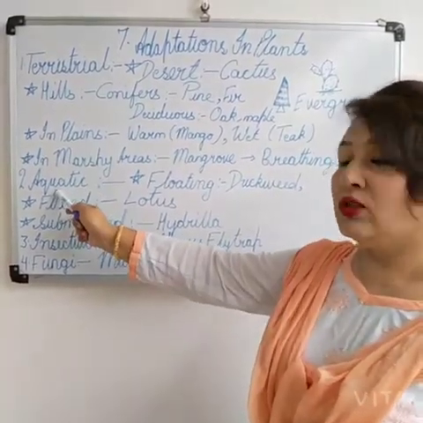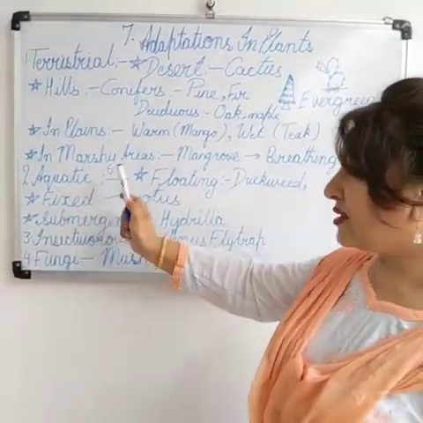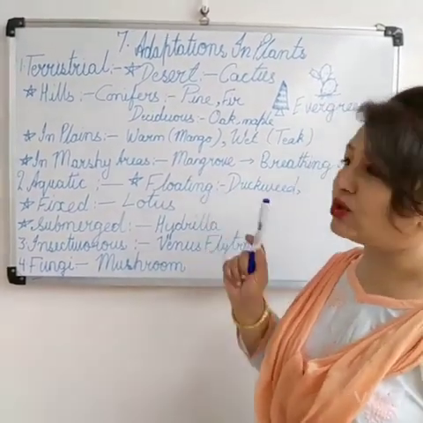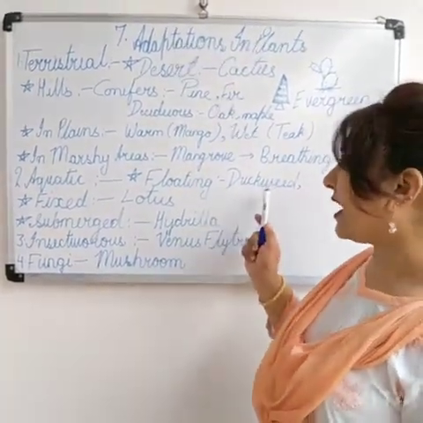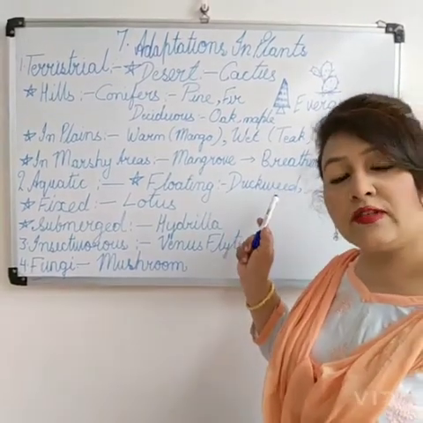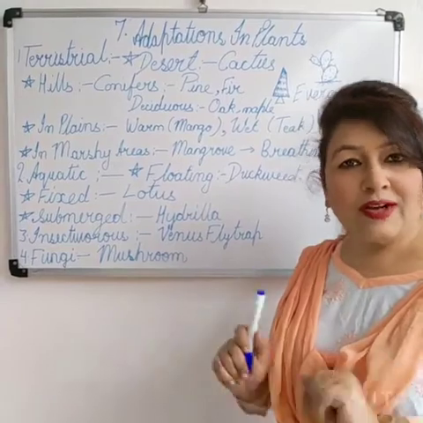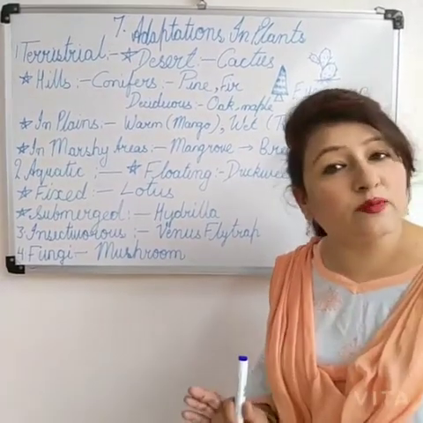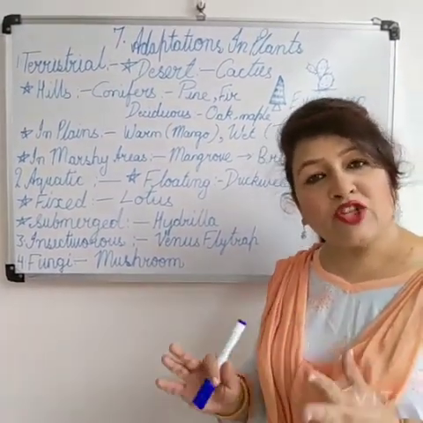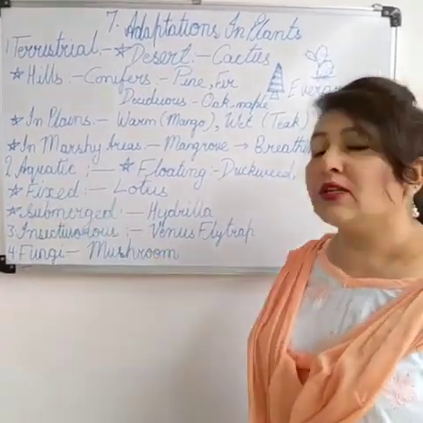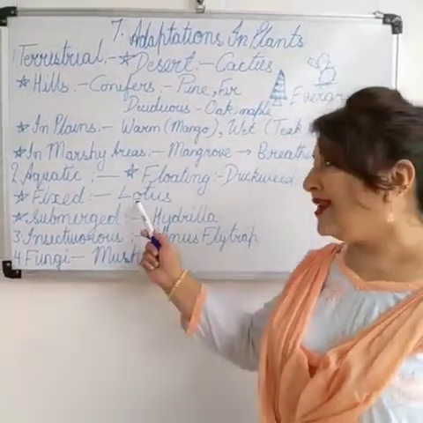Now we come to the aquatic adaptations in the plants. The first and foremost are the floating plants. The best example is the duckweed. These duckweed plants have a speciality of floating on top of the surface of water, and that is possible because they have spongy and swollen leaves and stem. The fixed water plants are the water lily and the lotus.